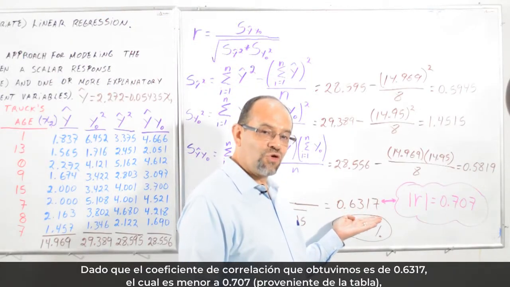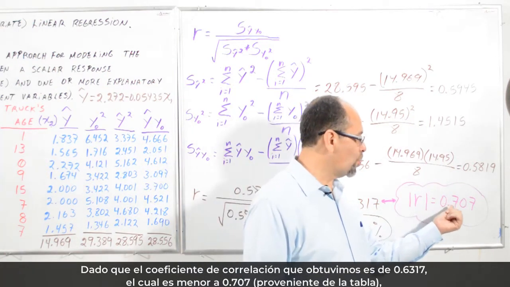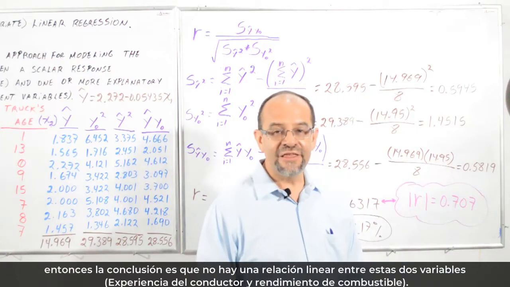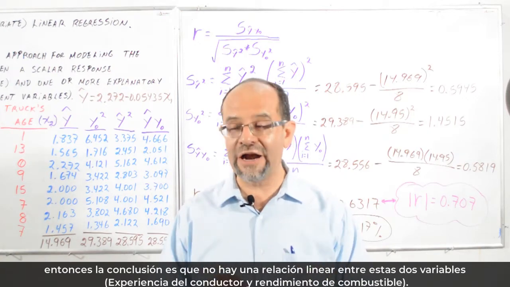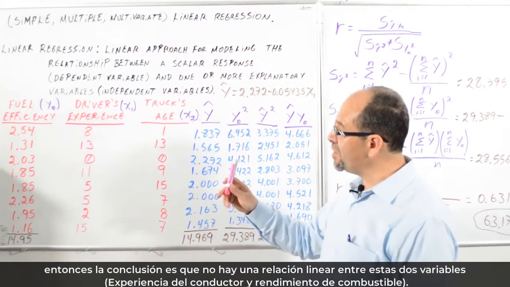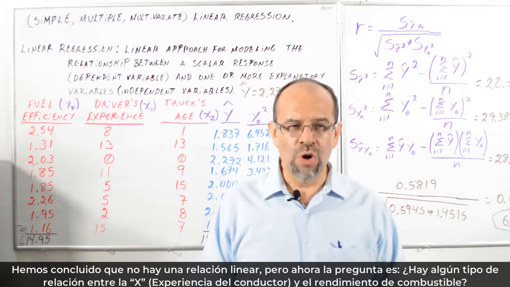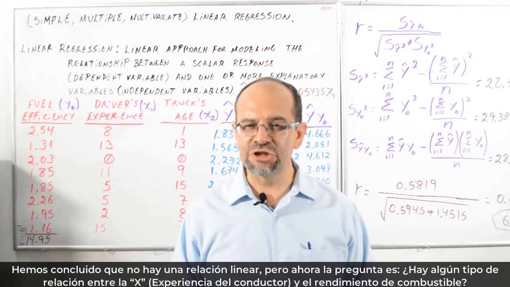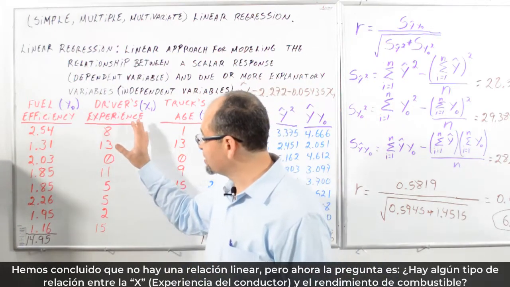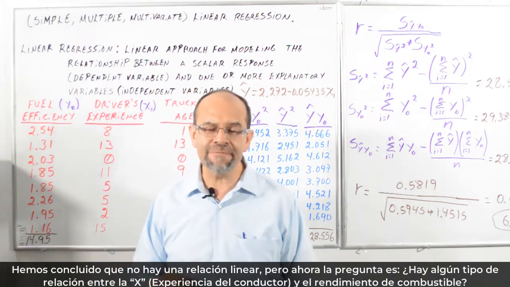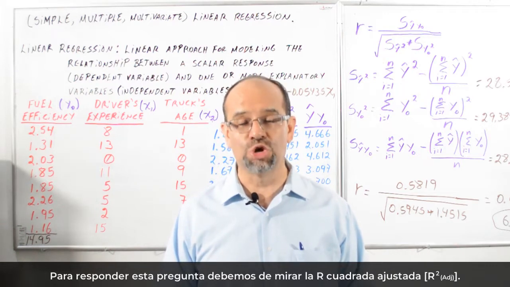Since the coefficient of correlation that we got is 0.63, which is smaller than 0.707 coming from tables, the conclusion is there is not a linear relationship between those two variables, between the driver experience and the fuel efficiency. Now, the question is, okay, there is not a linear relationship, but is there any relationship between this X, which is driver experience, and the fuel efficiency? Well, to answer that question, we have to take a look at the R-squared adjusted.